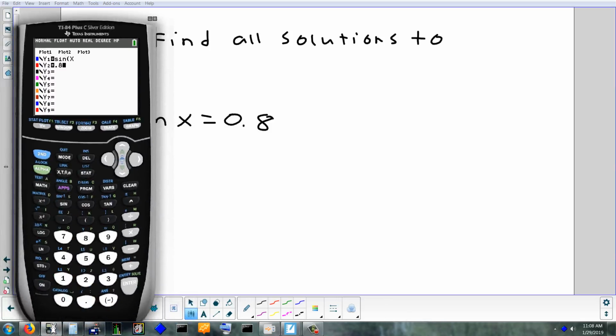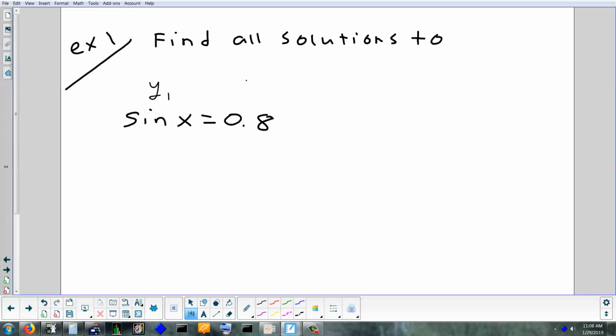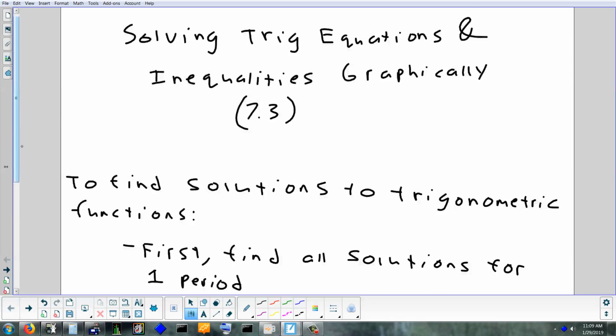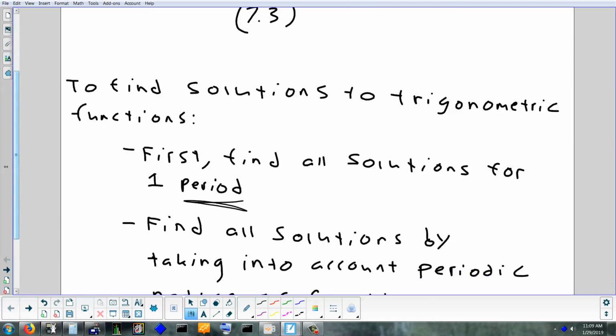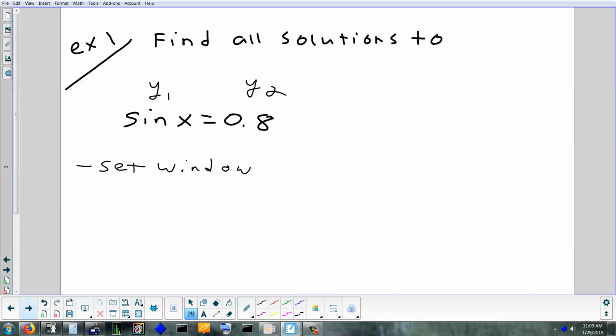Now, what would I do next? You got to be careful here. Set your window. So this goes in y1, this goes in y2. Next step, set your window. We want to set our window so that we find all the solutions, I wrote it on the previous page, in one cycle. So if we're dealing with sine, what's the length of a cycle for sine? And this is just the regular sine. We haven't done anything to it.